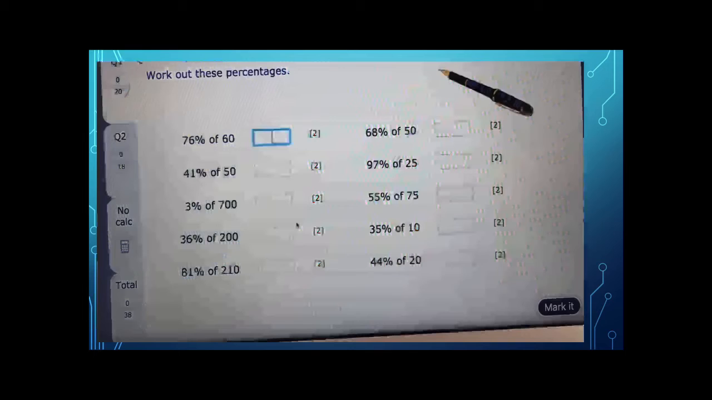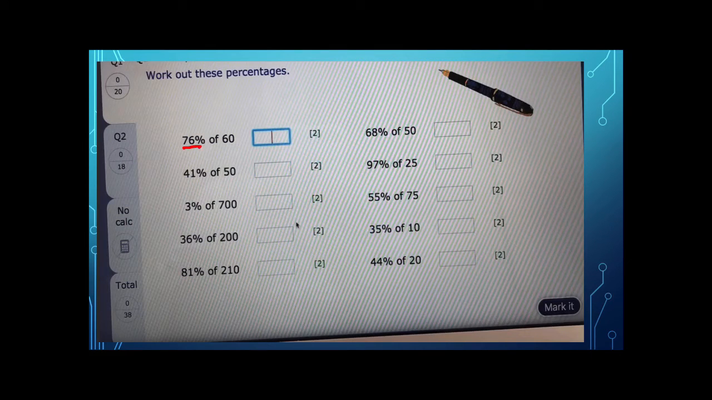Now these percentages are not sort of easy ones to find, so these are meant to be done with a calculator. So what we need to do is to try and figure out what decimal can replace, in this first question, 76%. Now don't forget what 76% means. 76% means 76 out of 100. And that, as a decimal, is 0.76. So the calculation we want to do is 0.76, and we replace the word of with multiplication, and we do that, and that gives us 45.6.